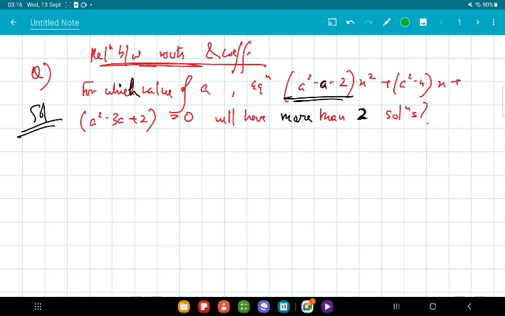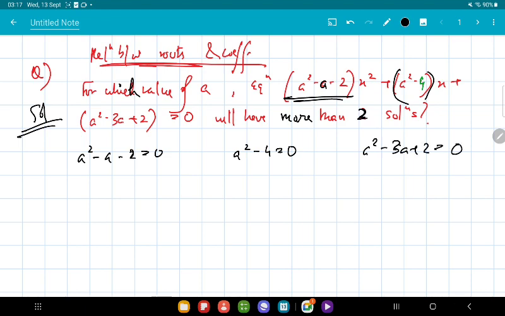Okay. First question: for which value of a does the equation (a square minus a minus 2)x square plus (a square minus 4) x plus (a square minus 3a plus 2) equal to 0 have more than two solutions? For these types of problems, directly set the coefficient of x squared to 0, the coefficient of x to 0, and the constant also to 0. As a is a variable, that is what we have to figure out, the values of a.